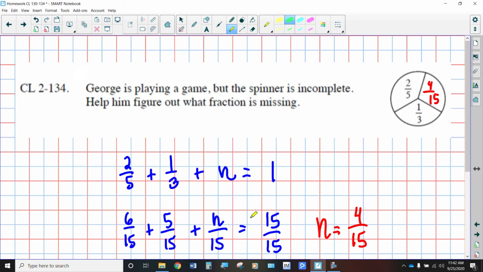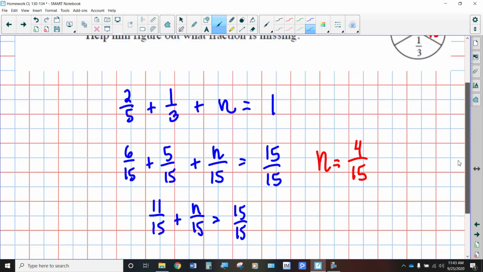And here's, we haven't done this in a while. George is playing a game, but the spinner is incomplete. Help him figure out what fraction is missing. So in order to do this, we need to remember that the total sum of all of these wedges adds together to make the whole, which is 1. So it means that 2/5 plus 1/3 plus this missing number has to equal 1. So what we want to do is find the sum of these two numbers. So you'll have to find a common denominator. So 15 ended up being our common denominator.